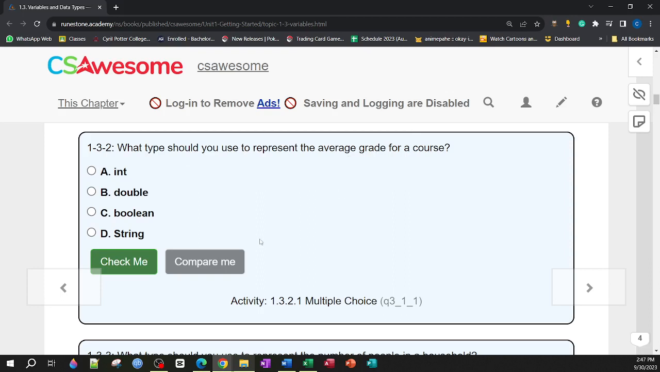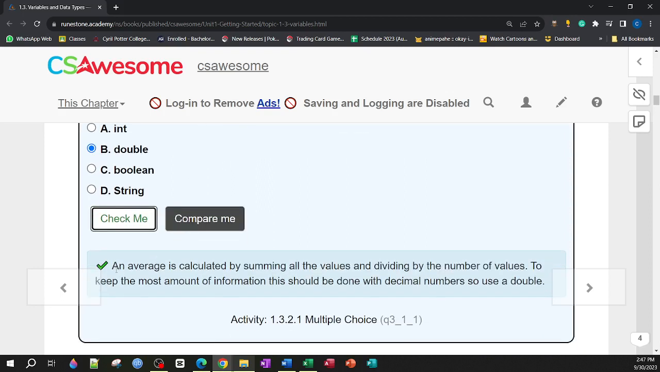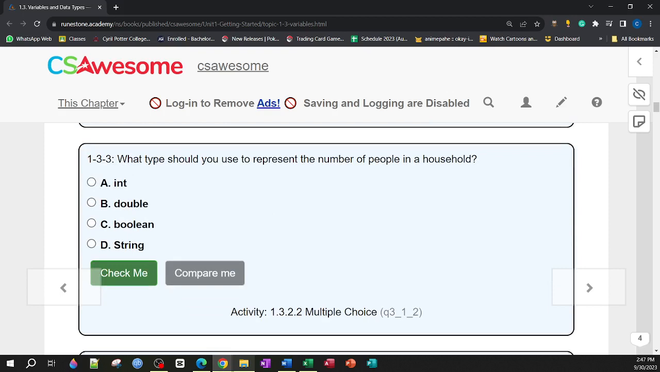What's your answer? Double? Stephanie says double. What about the rest? Double, sir. All right, let's check double. Correct. An average is calculated by summing all the values and dividing by the number of values. To keep the most amount of information, this should be done with decimal numbers. So use a double or a real. Good.